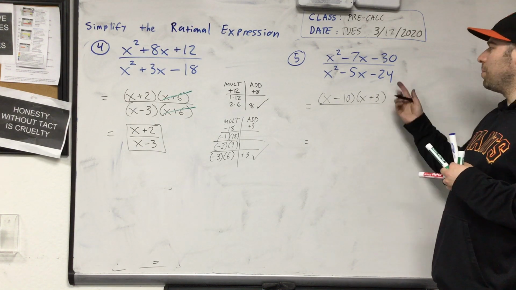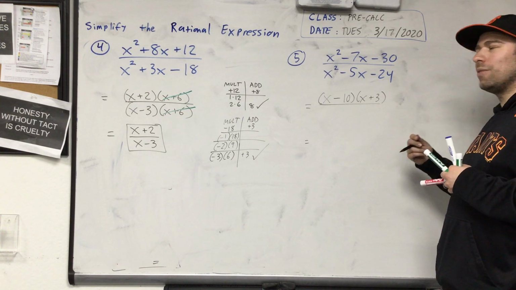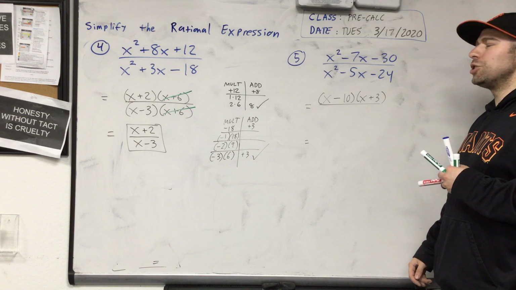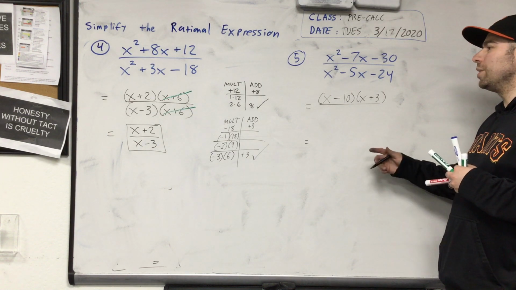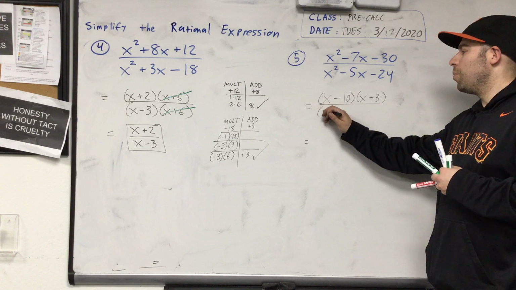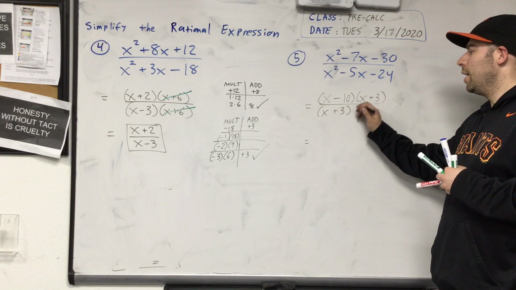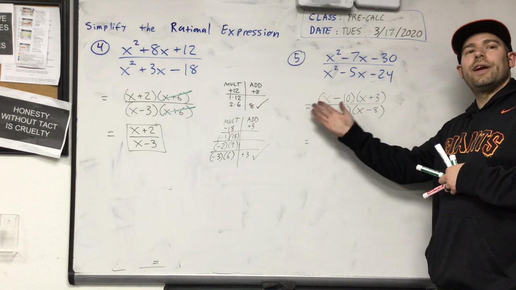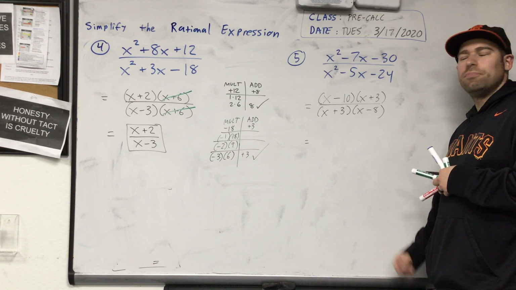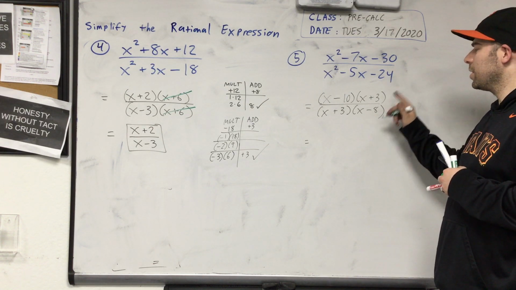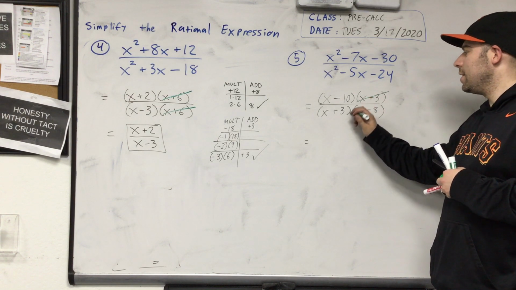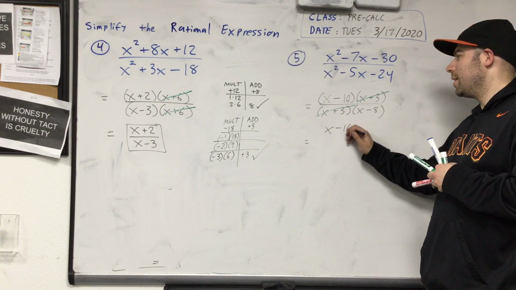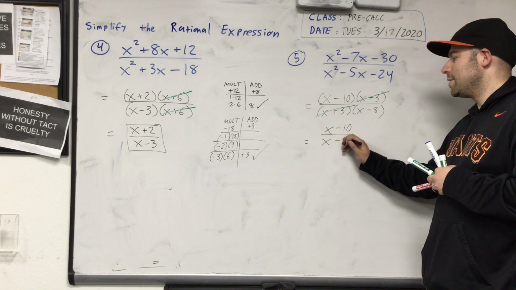Okay, moving on to the bottom part. What two numbers multiply to negative 24 and add to negative 5? Well, that would be a stronger negative and a weaker positive. So you'd run the gauntlet, you'd make that table, and you'd end up with x plus 3, x minus 8. Is there anything else I can factor out? No. So let's figure this out. Can I cancel anything out? Yes. The x plus 3 cancels out with the x plus 3, leaving me with x minus 10 over x minus 8.